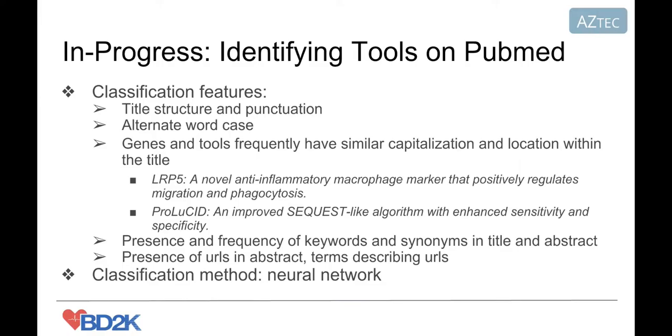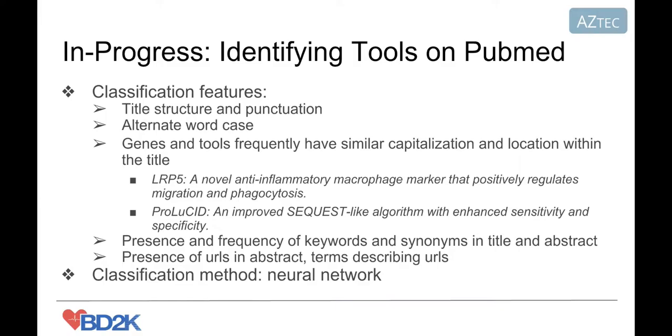One thing that we definitely notice is a lot of publications dealing with genes or particular molecules have a very similar structure and also very similar capitalization trends as tool titles. So for this LRP5, somebody who had no idea what LRP5 was might think it looks like a software tool. It's all capitals, and it has a number included in the name, which is something very common that you'll see in a software tool title. So we have to directly check these to see if they are known genes or known molecules, something like that, so they can be discounted.